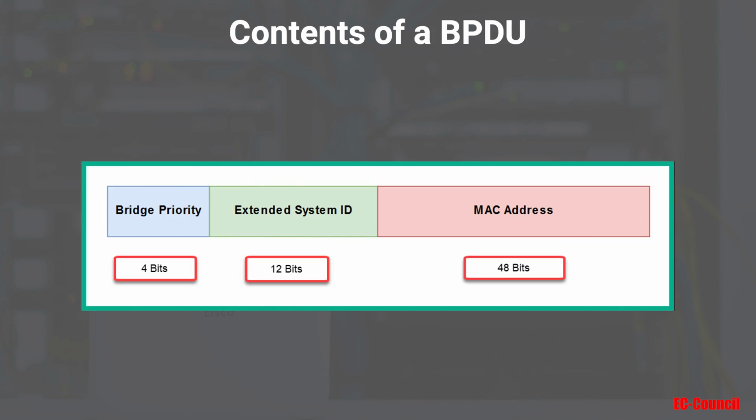As you can see, there's a bridge priority value, there's the Extended System ID, and there's also the MAC address of the switch. To get an idea of where you find the MAC address of a switch, let's quickly take a look at one of our labs.